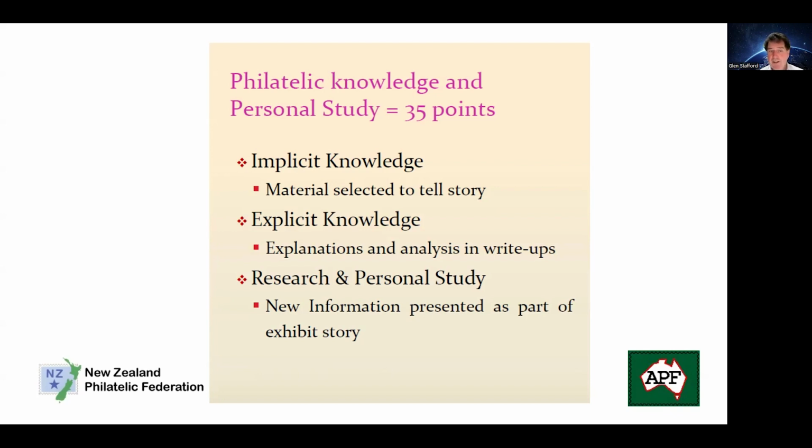So the implicit knowledge is the material that they've selected to tell the story. Have they chosen the right material to tell this story? The explicit knowledge is have they explained each of the items that they are showing to tell that story, and we need to look at both. So they might have selected beautiful material, but they haven't told us anything about it. Or they might have not completed the story, however, their write-up is good. So there's a balance between implicit and explicit knowledge.